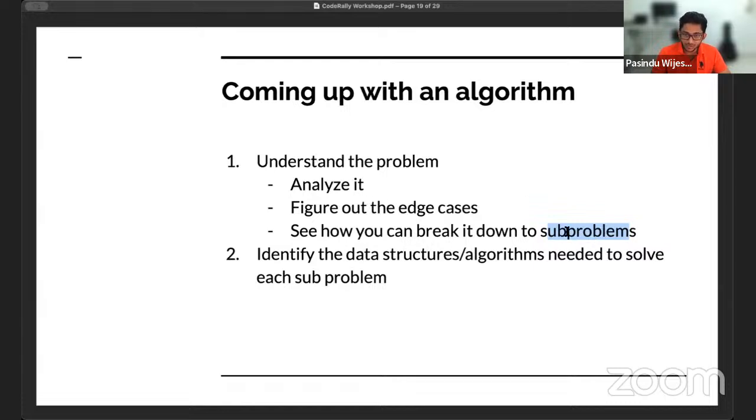And so the second part of coming up with an algorithm is, once you break a problem down into sub problems, then you need to identify the relevant data structures or algorithms. These algorithms do not have to be very complex, right? This could be how do I add two numbers, or how do I find the maximum of three numbers, or from an array of n numbers, how do I find the median of that?